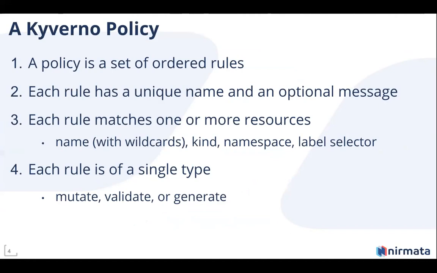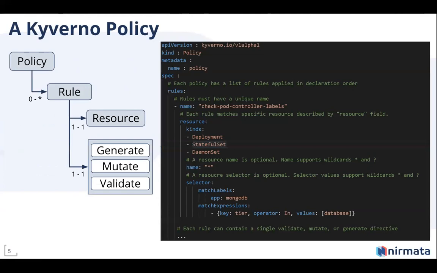For example, you can define the name, even with the wildcard format, or the kind, or even select on namespace or the label selector. And currently we support 3 different types of rules, which are mutate rule, validate rule, and generate rule. So this is the overall view of the Kyverno policy. And like I mentioned before, you can have a number of rules in a single policy, and for each rule, you can have this resource field.